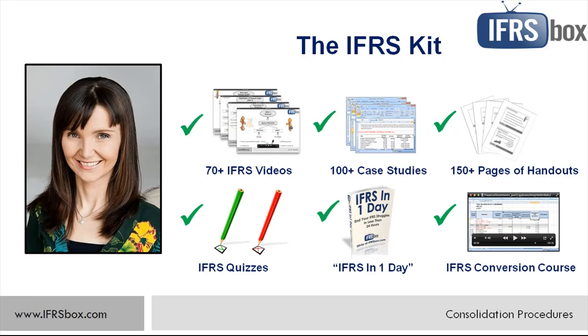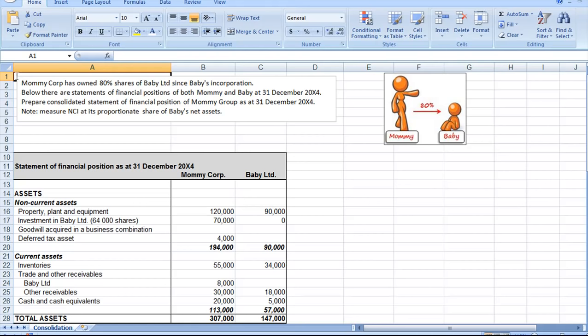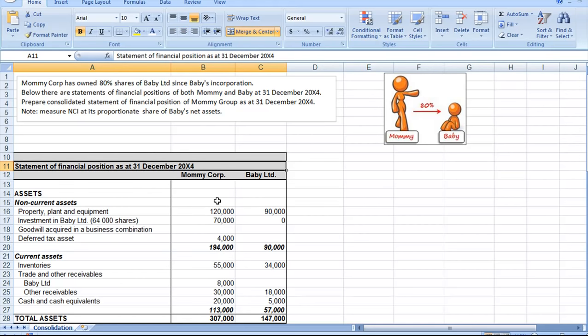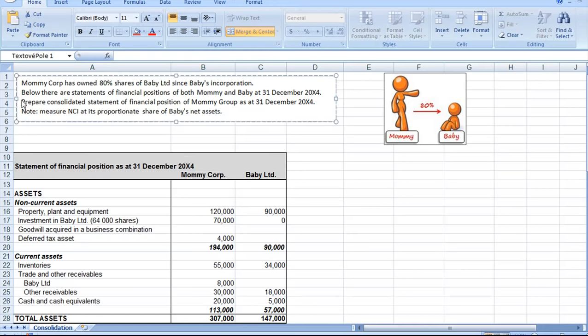So let's read the text of our case study. Mummy Corporation has owned 80% shares of Baby Limited since Baby's incorporation. So here it's kind of clear that Mummy is a parent and Baby is a subsidiary. And no, the names are not a coincidence. I just wanted you to remember very well who is who. Below, there are statements of financial position of both Mummy and Baby at 31st December 2004. Prepare the consolidated statement of financial position of Mummy Group as at 31st December 2004. Note: measure non-controlling interest at its proportionate share of Baby's net assets.